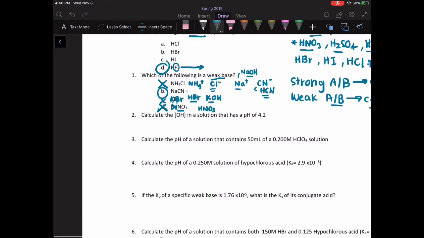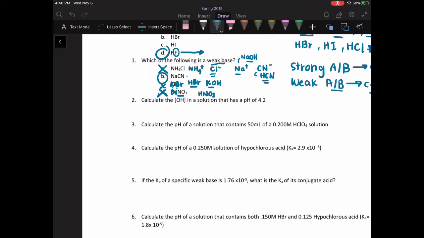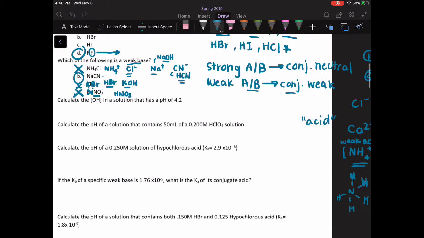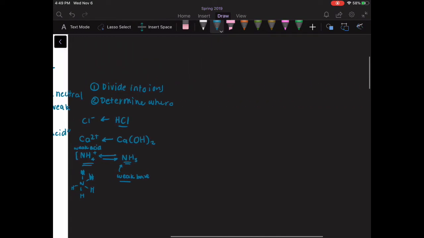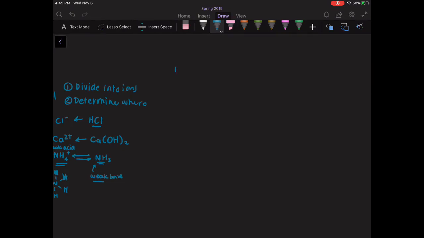Next problem, calculate the concentration of OH in a solution that has a pH of 4.2. I'm actually going to pause right here because I'd like to go over the equations that you really need to know for this class. Without a doubt, you should be able to whip these out on the test.